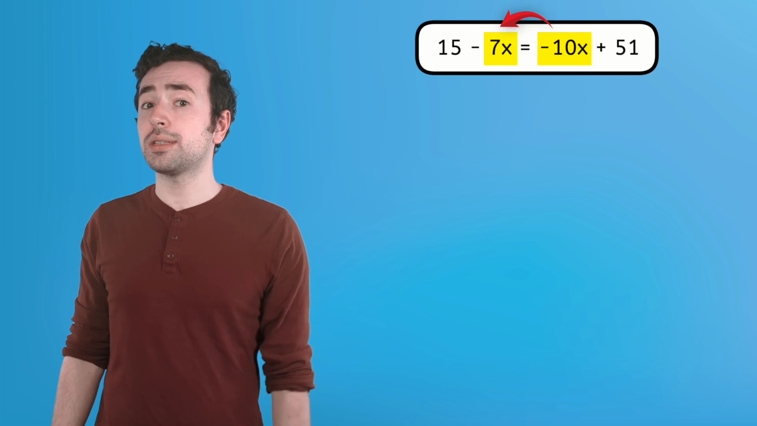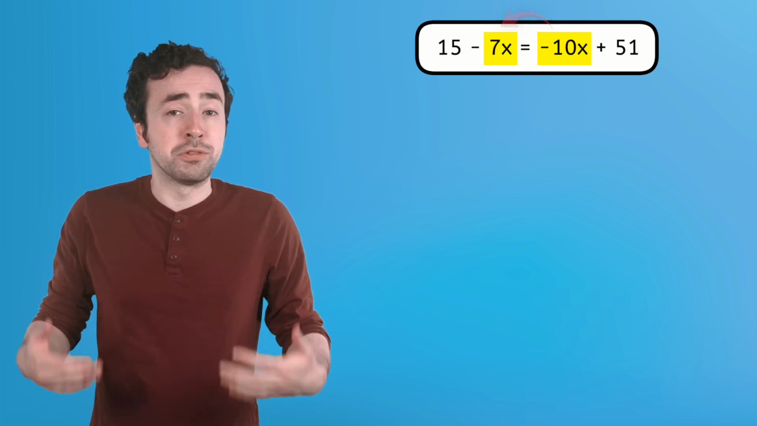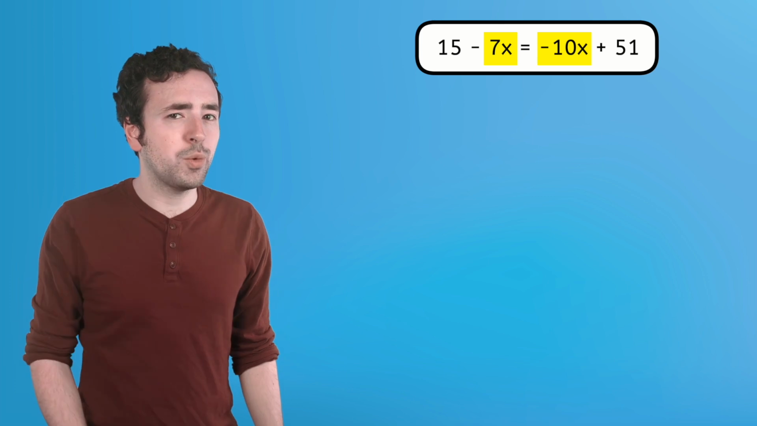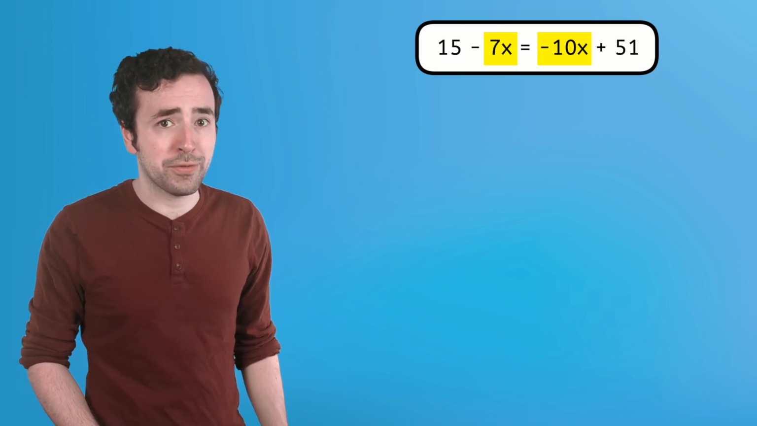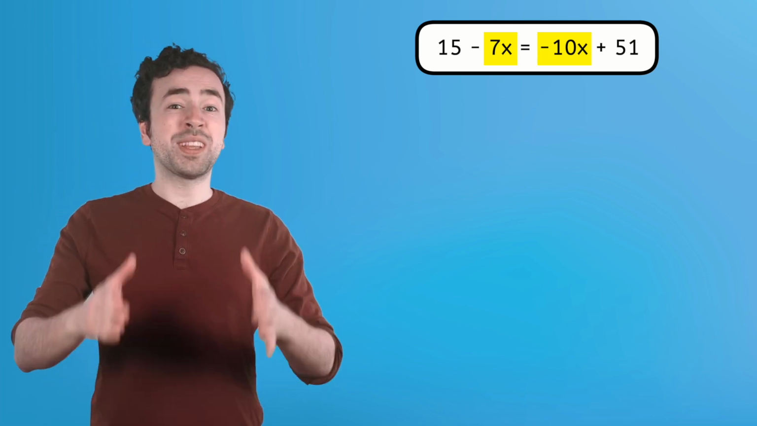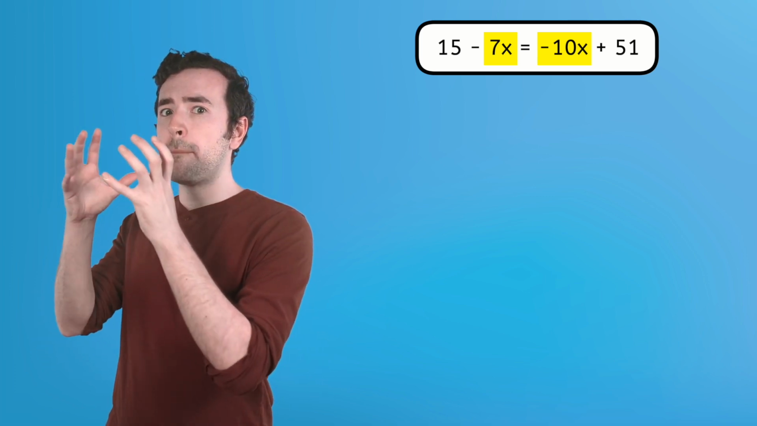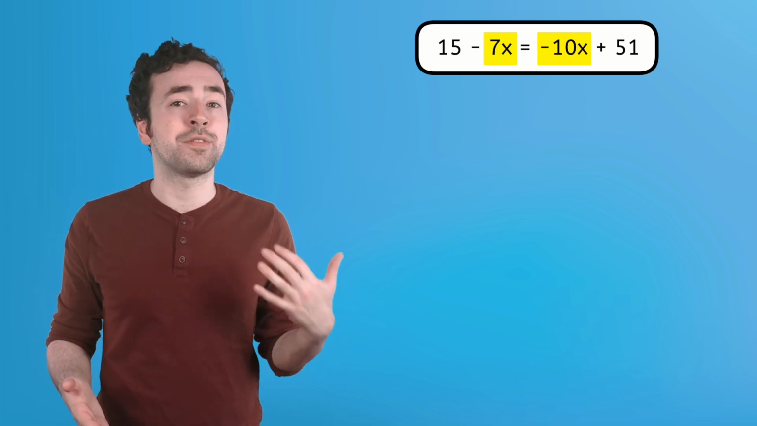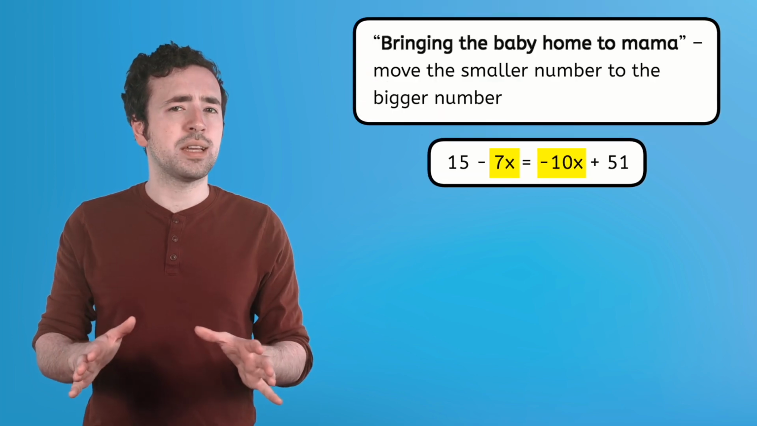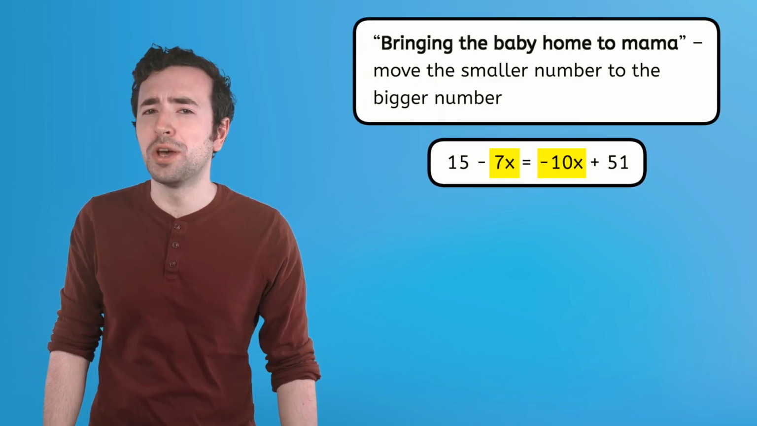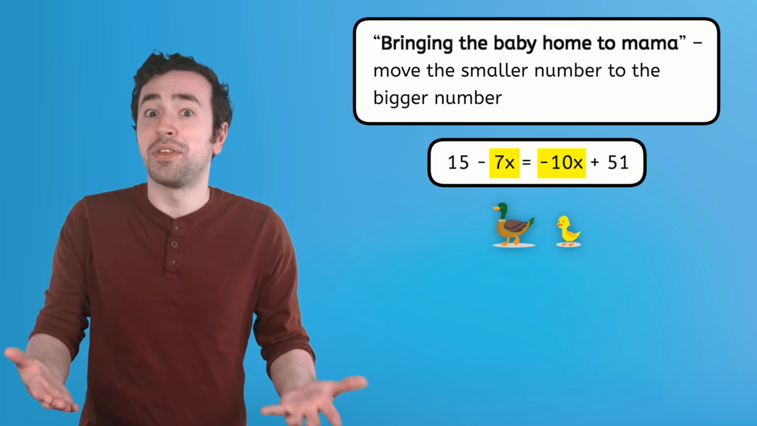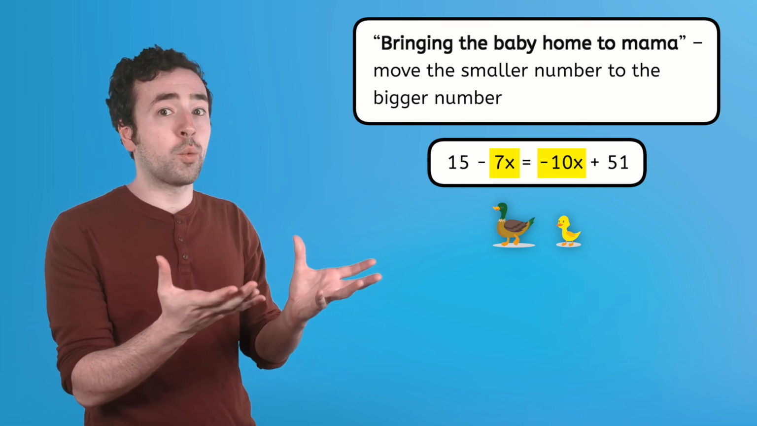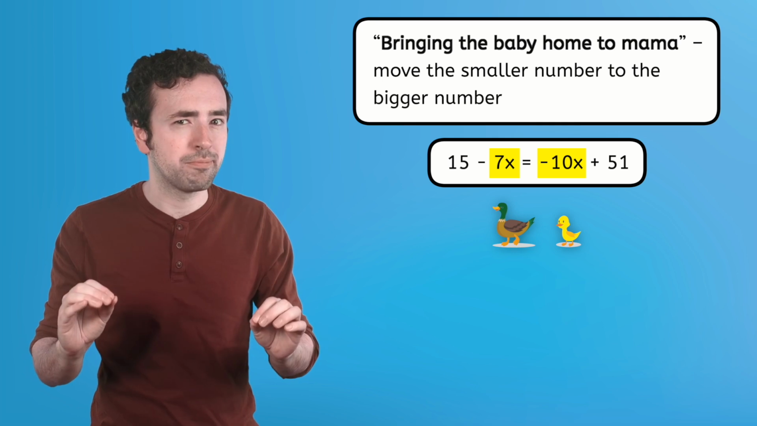Well, the good news is there's no wrong decision here. You can do either and still get the right answer. However, there is a way to make things easier on yourself. If you regularly bring the smaller number to the bigger number, you'll end up with positive numbers more often instead of negative numbers. We call this technique bringing the baby home to mama. Babies are smaller than their parents and they need to stay with them, so we bring the smaller number to the bigger one to keep things simpler.